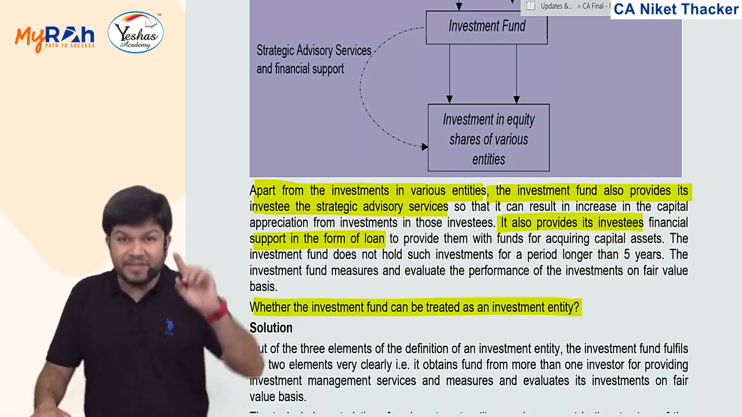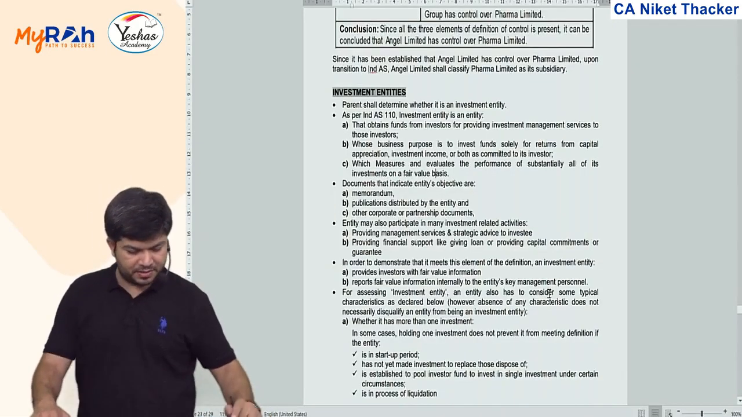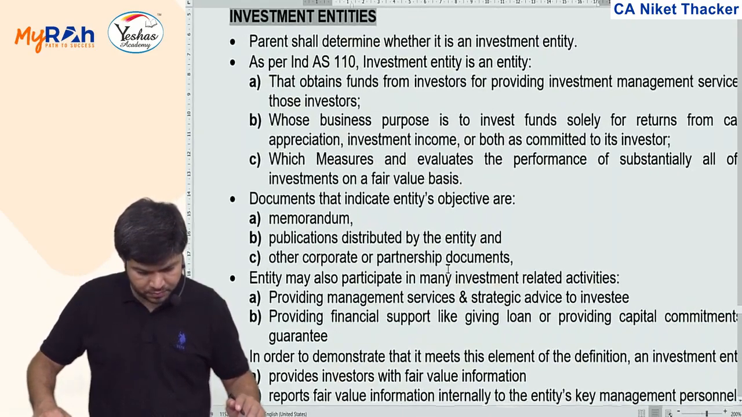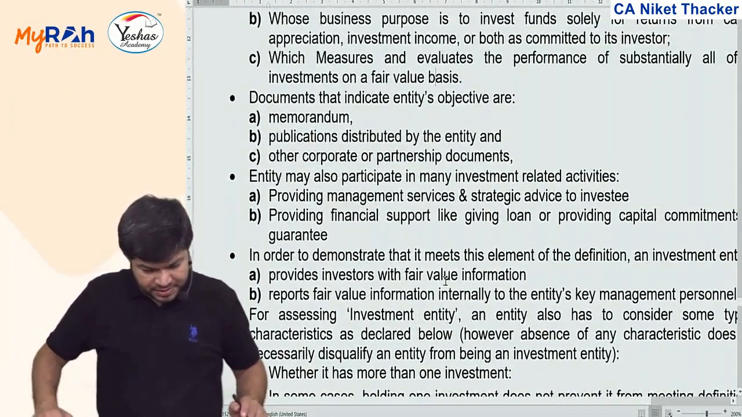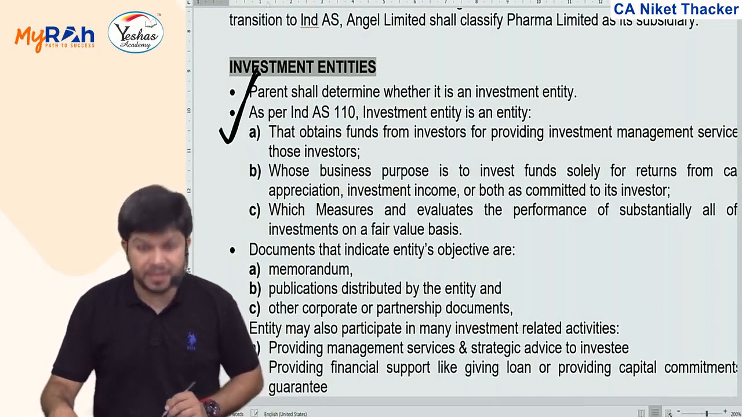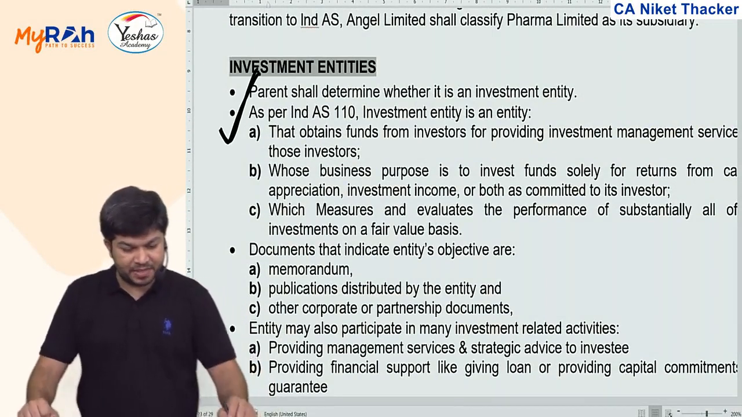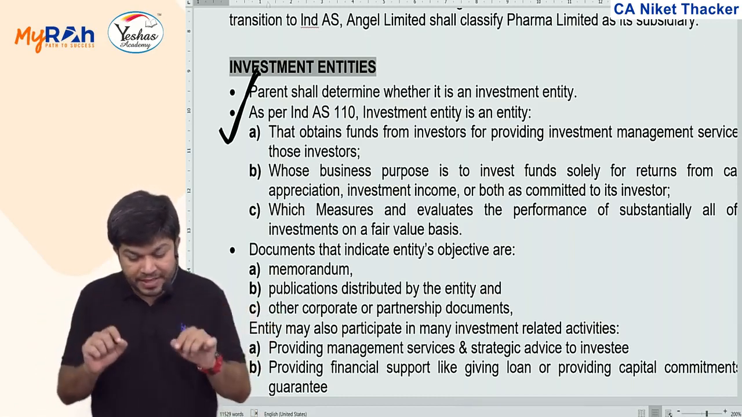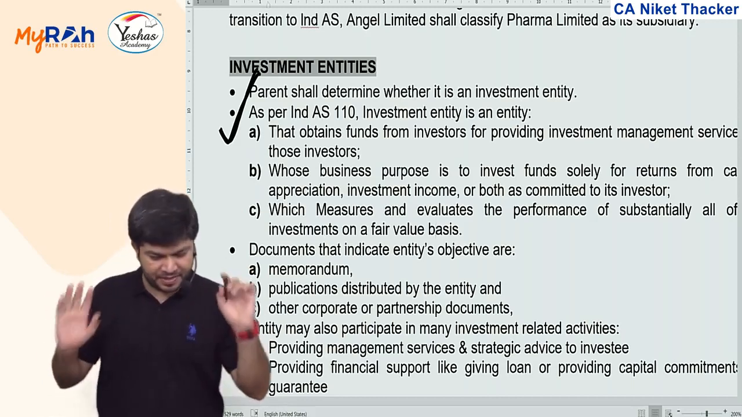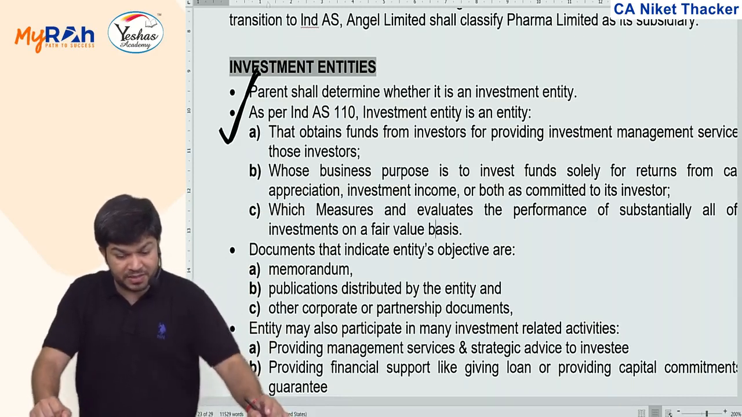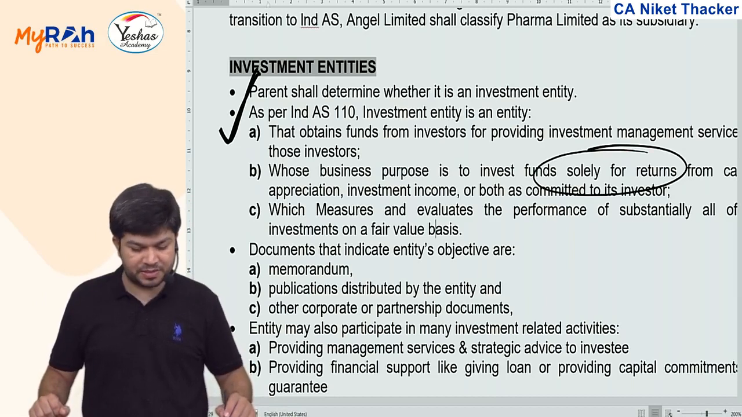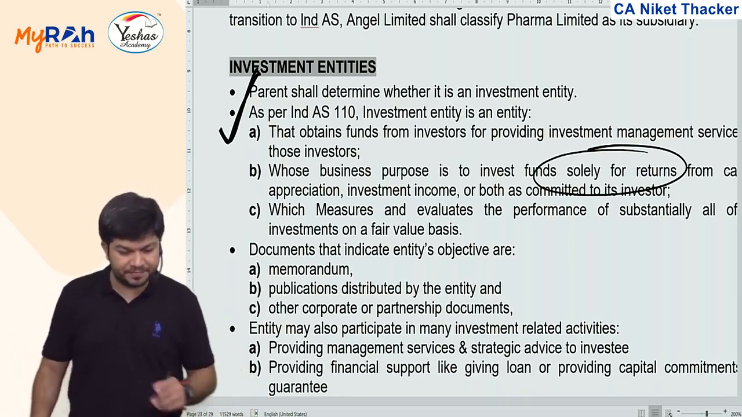Okay, let me do one thing. I go to the definition of investment entity. I just zoom it so that it's visible. Okay, investment entity. We have 3 points, A, B, C. Here, as per Ind AS 110, an investment entity is an entity that obtains funds from investors for providing investment management services to those investors. Whose business purpose is to invest funds solely for the return in the form of capital appreciation, investment income, or both, as committed to investors. And you measure the performance of substantially all your investments at fair value.